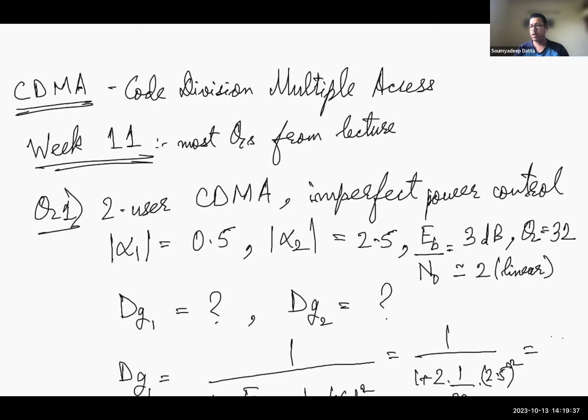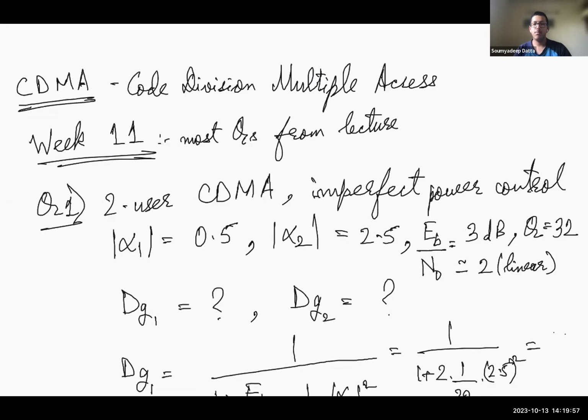That is one thing. So I started with this first question, where you have a two-user CDMA with imperfect power control. By imperfect power control, we mean that interference cancellation, etc., is not perfect. So the users interfere with one another. When we are considering the first user, the second user is an interfering signal, and when we are considering the second user, the first user is an interfering signal.